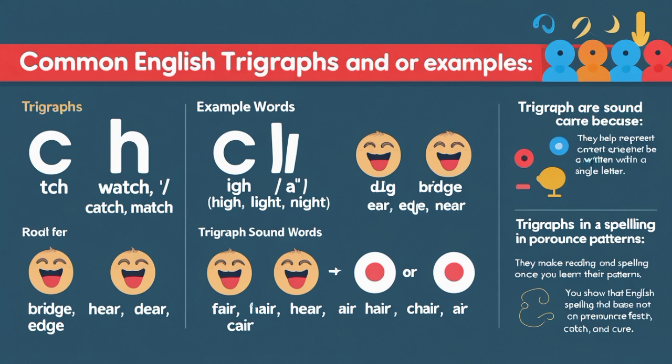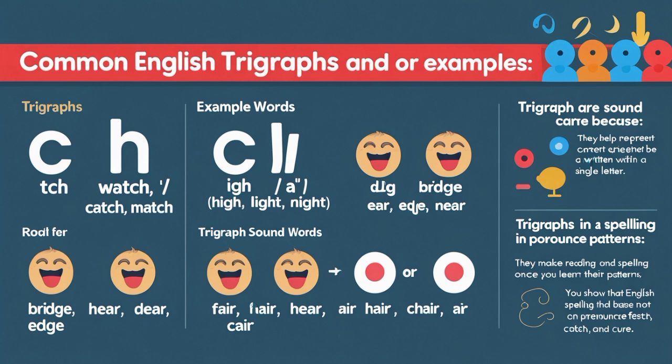G. awr or owr. These trigraphs make the same or sound. Examples: saw, jaw, from aw. Coward, shower, from owr.